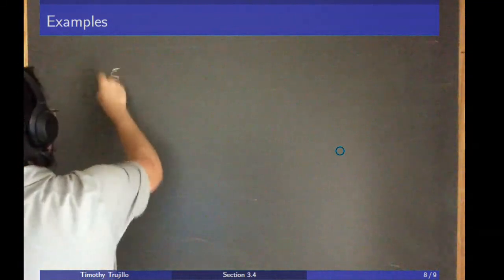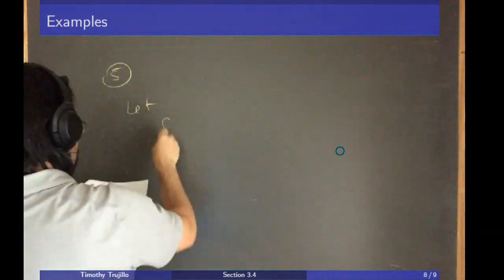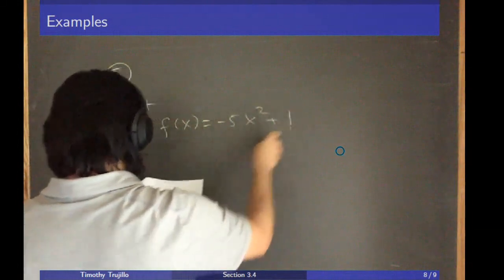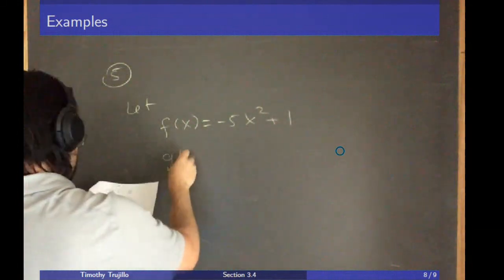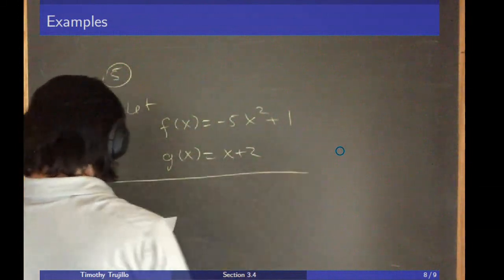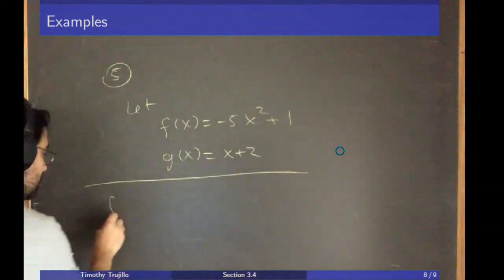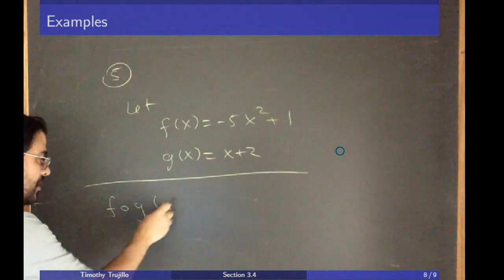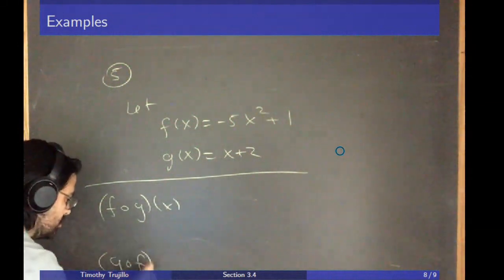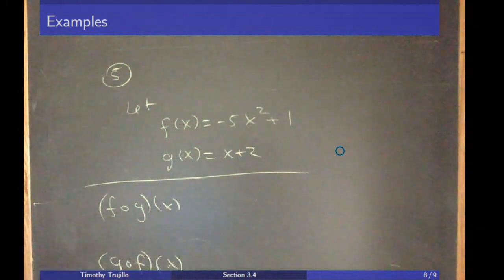So let f of x be equal to negative 5x squared plus 1, and g of x be equal to x plus 2. And what we want to do is compute f composed with g at x and get a formula, and compare it to g composed with f at x. Okay? So we want to go ahead and get a formula for both of these.